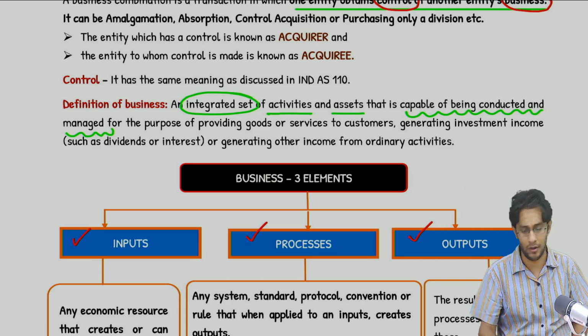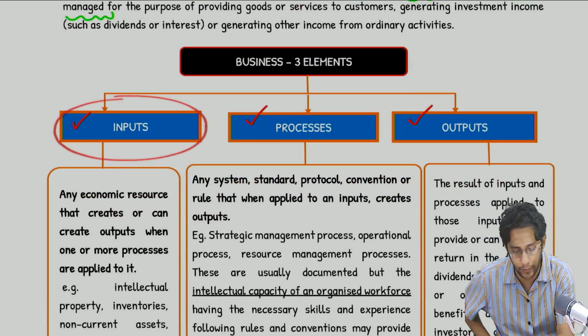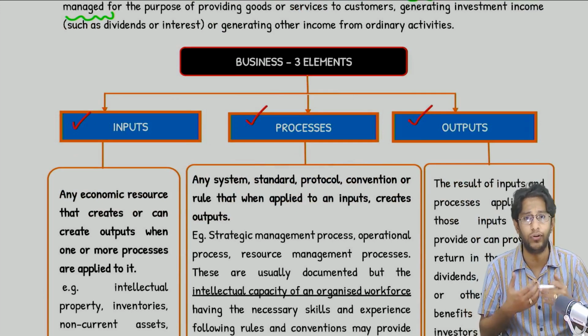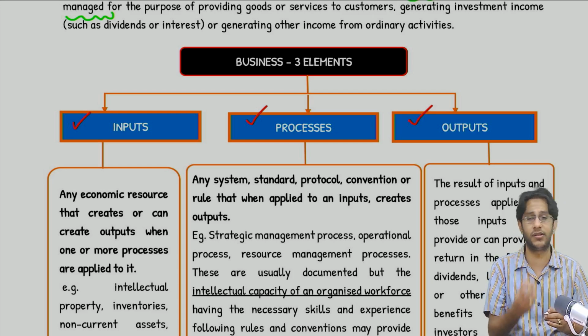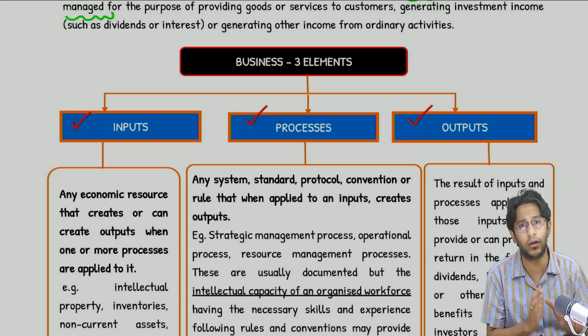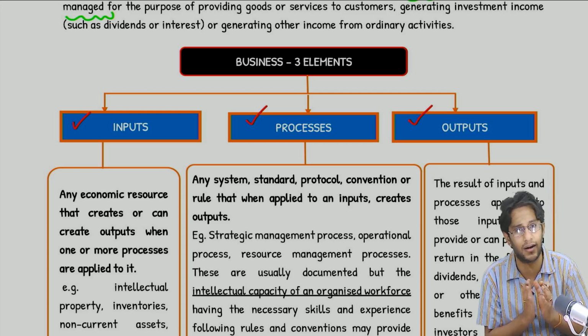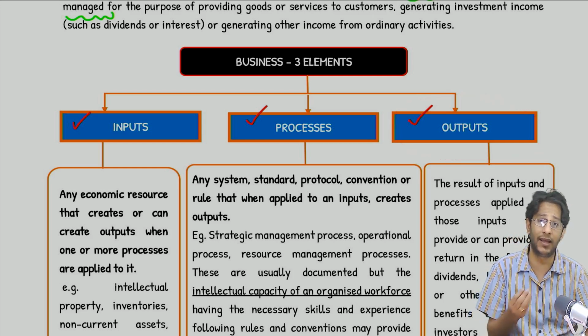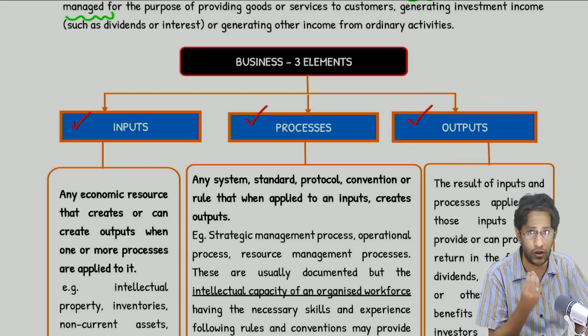Then what is mandatory? Obviously, there should be inputs and there should be processes. Processes means the way in which you do the business, the activities, the management function, the production function, the distribution function, the sales function, whatever are important core activities, they are all considered as processes. So generating output is not mandatory, but the capability or ability to generate output should be there.